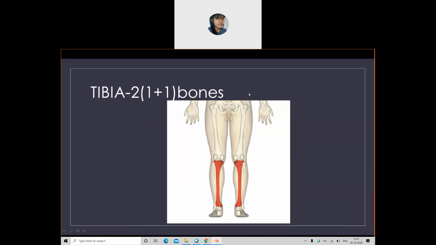Next is tibia. So this is your tibia. This tibia, it lies just at the bottom of your knee joint, you can say. Okay, so this is tibia. So how many tibia you have? Two. One, two. So two number of tibia you have.